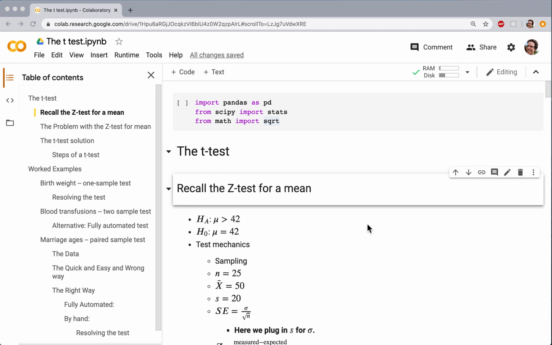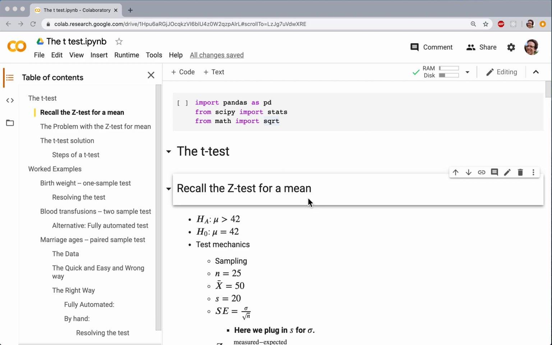Because we're working in a Colab Jupyter notebook here, we're going to need some packages. We'll use the pandas package and we'll import that as PD. We'll use the stats package from the scientific Python package, and later we're going to use the square root function from the math package. So I'm importing those things here.